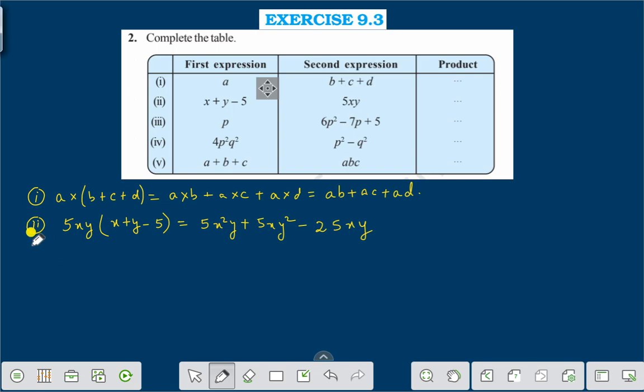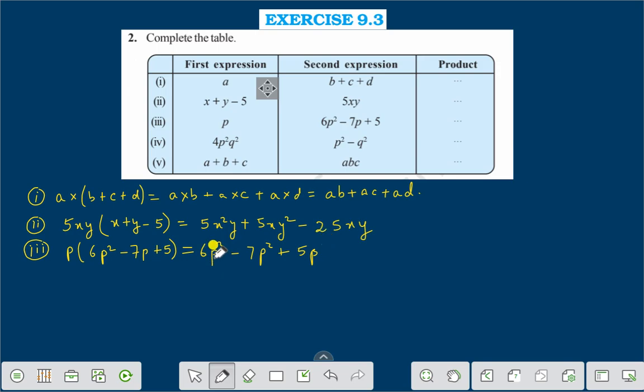Now question number 3. Question number 3 here you see is p into (6p square minus 7p plus 5). Therefore we are getting 6p square into p is p cube, 6p cube. Minus into plus is minus 7, p into p is p square, plus 5p. And that is the answer: 6p cube minus 7p square plus 5p.